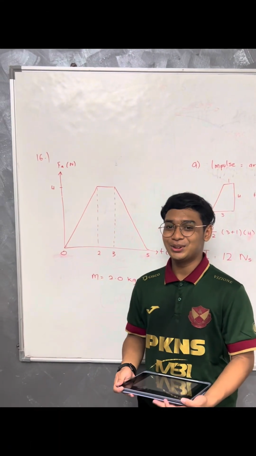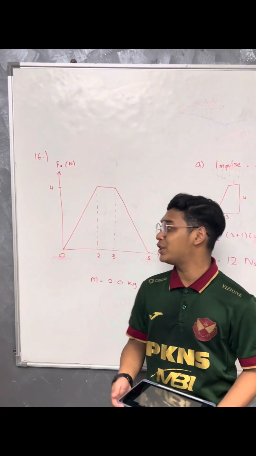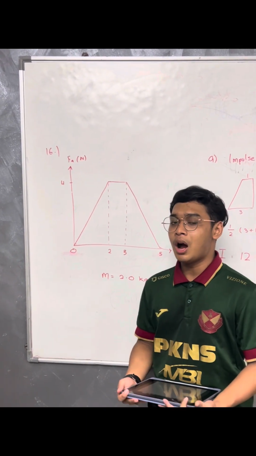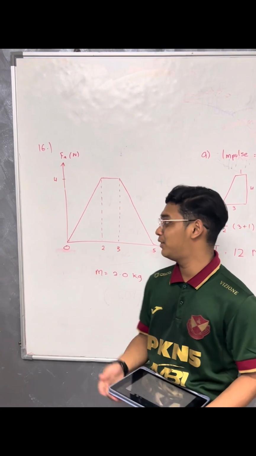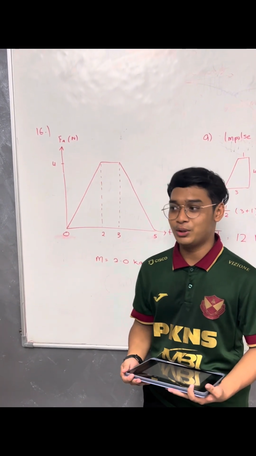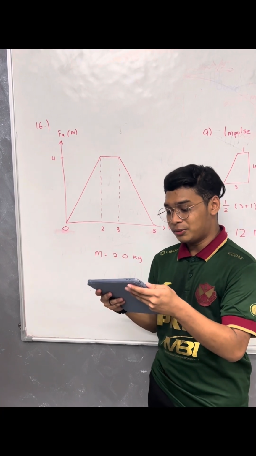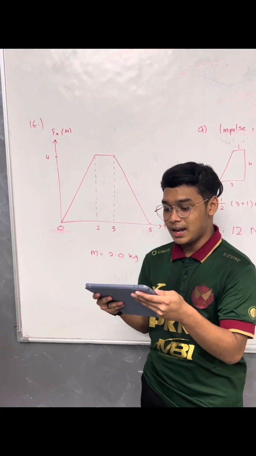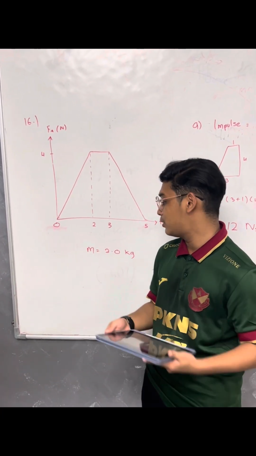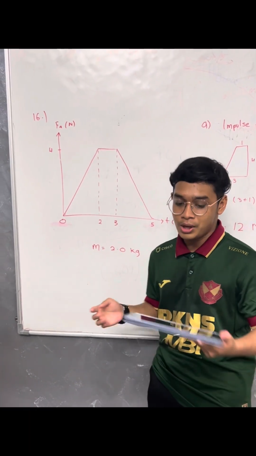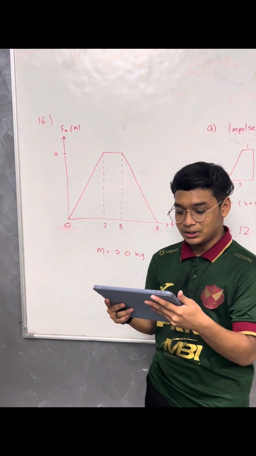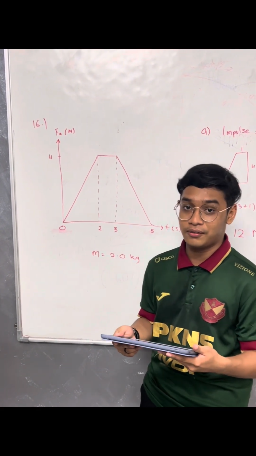Okay, let's look at the next question, which is question number 16. Basically, question number 16 is the same as question number 15, but with a different graph and different values. So, the force of magnitude Fx acting in the x direction on a 2 kilogram mass, mass equals 2 kilogram. So, the first question asks us to find the impulse of the force.